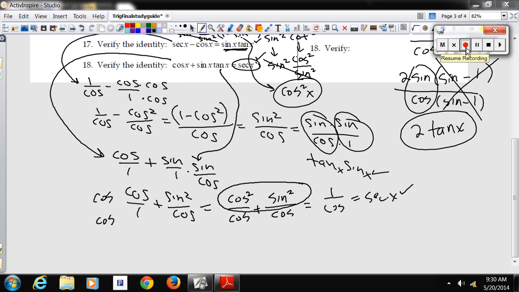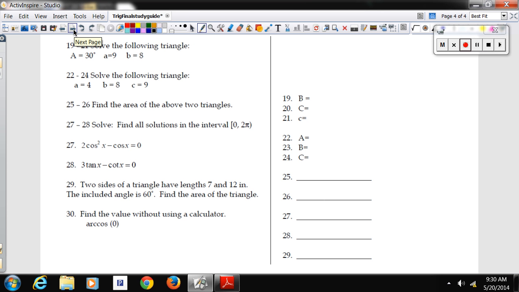Let me get to number 19 through 30. Now, 19 through 21 are one problem. And I always get scared at this one because if you miss the first one, you're going to miss them all. So you need to pick the one that you know how to do first. Now, I'm going to tell you right here on 19 through 21, you've got to use law of sines. You have to because you've got two A's.